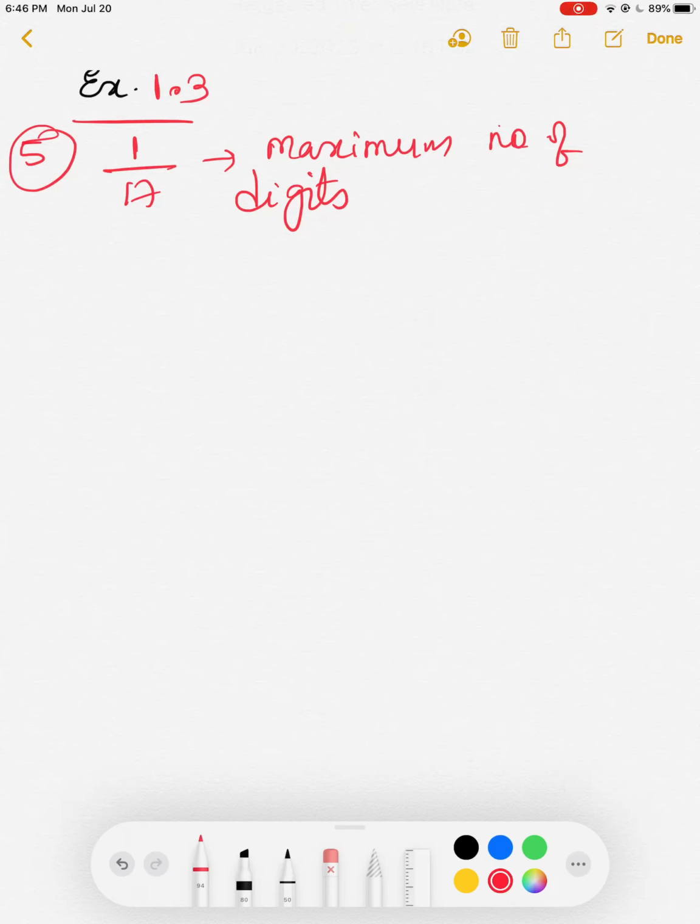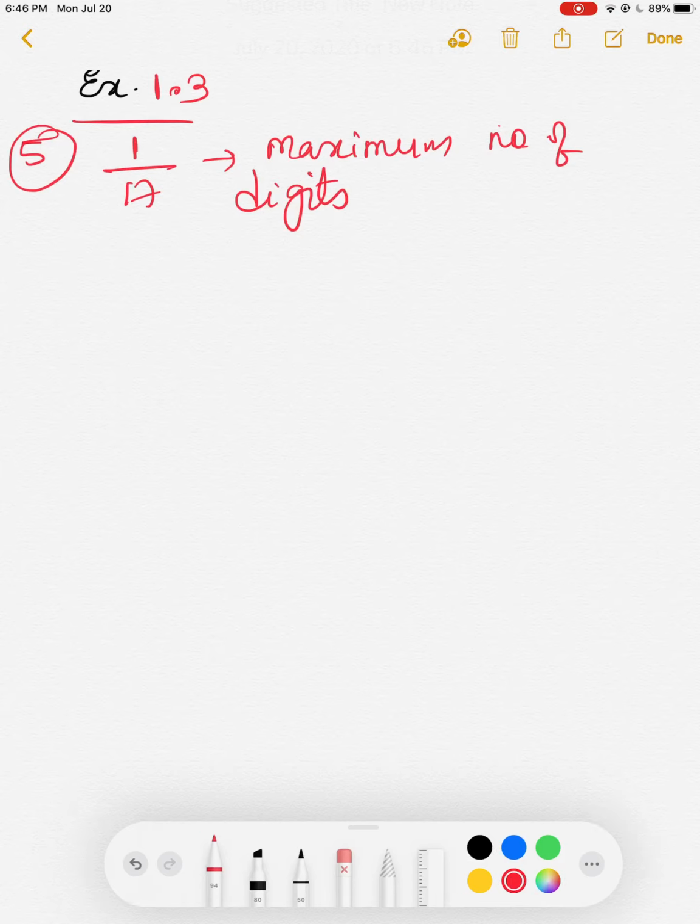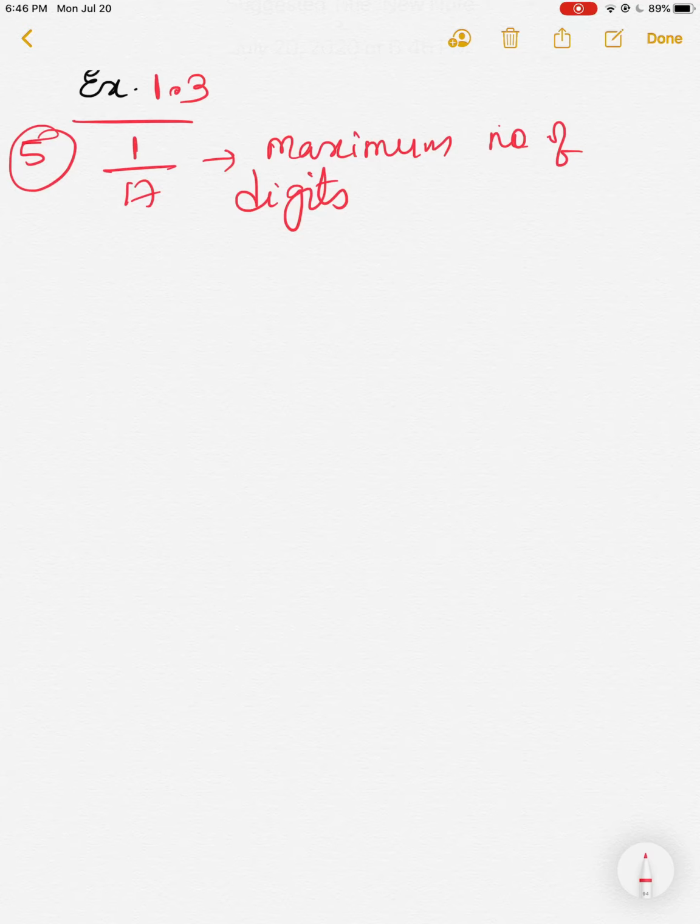See problem number 5. 1 upon root 17 is given. It is asked, it is a non-terminating recurring decimal. So what is the maximum number of digits repeated? Question you can copy from your textbook. The maximum number of digits repeated, that we have to find out by performing the long division.